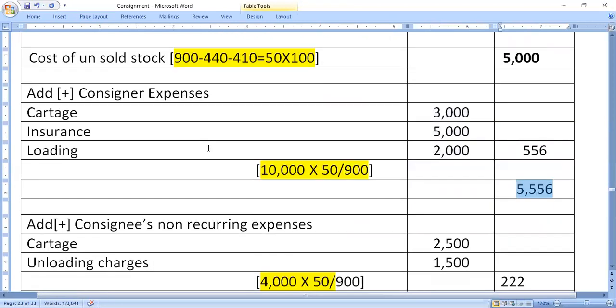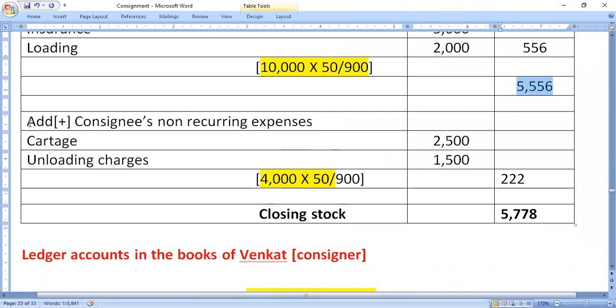5,556, my dears. After that, consignee's non-recurring expenses. Very important: here I am taking into consideration only two expenditures, that is cartage and loading charges. I am not considering godown rent and advertisement because they are recurring expenses. Godown rent, advertisement, sundry expenses, whatever they may be, are recurring expenses. But here I am taking into consideration non-recurring expenses only. 2,500 plus 1,500 leads to 4,000, my dears.